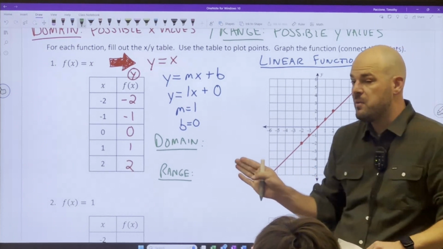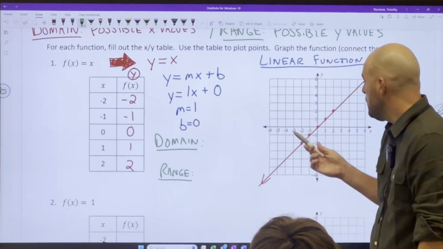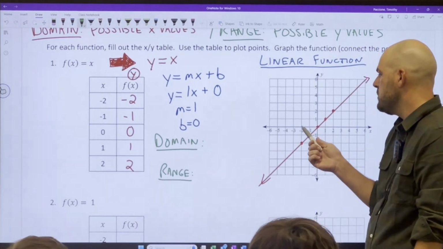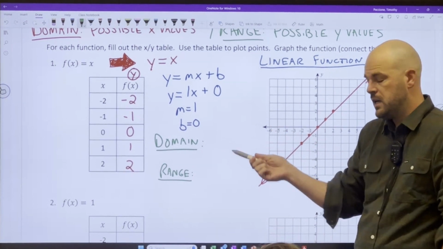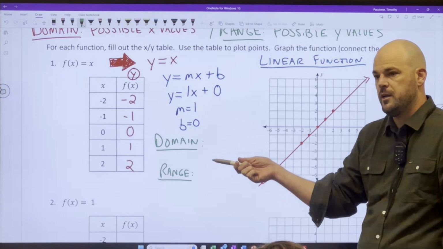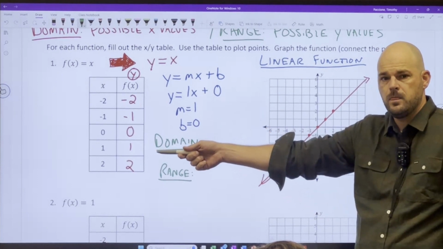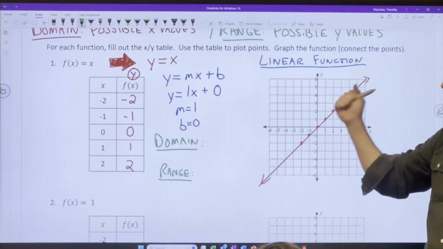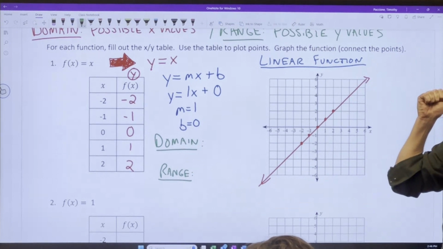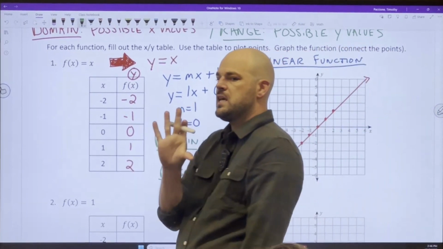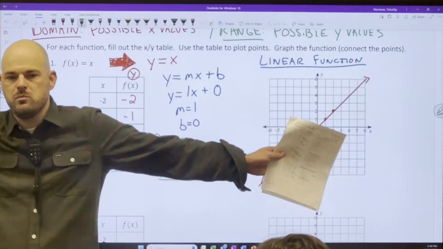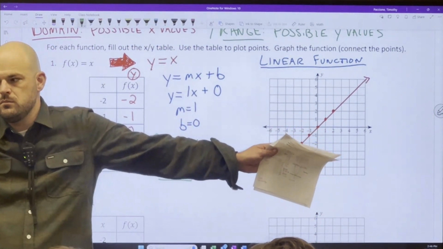And when we think about the possible x values, well, my x is here, -1, -2, -3, -4, -5, -6. Would it keep going? Yes. I've got a little arrow here. It says it keeps going, right? Where would it stop? Never. Where would it stop going this way? Never, right? So that's what we think about when we think about the domain. So how do we say that? Forever in both directions.